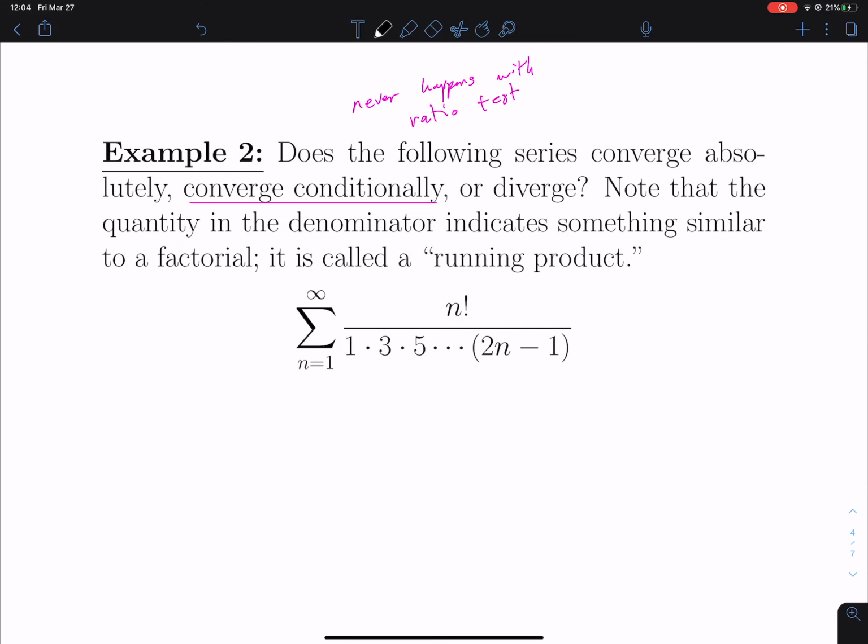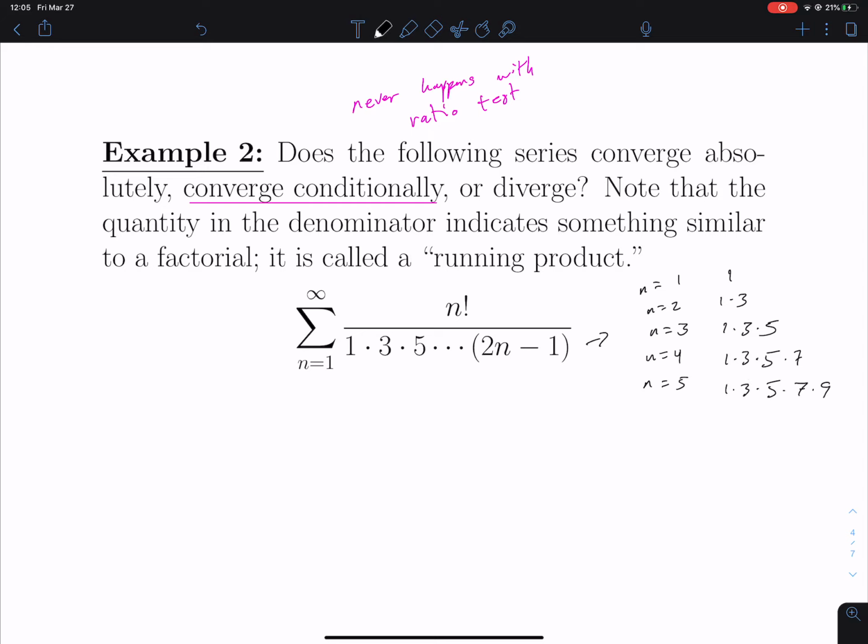This is something similar to a factorial. This is a running product, so when n equals 1, this is 1. When n equals 2, this is 1 times 3. When n equals 3, this is 1 times 3 times 5. When n equals 4, this is 1 times 3 times 5 times 7. When n equals 5, this is 1 times 3 times 5 times 7 times 9. That's what the denominator is. It has all these things, and there's terms inside of that. That's going to be important.